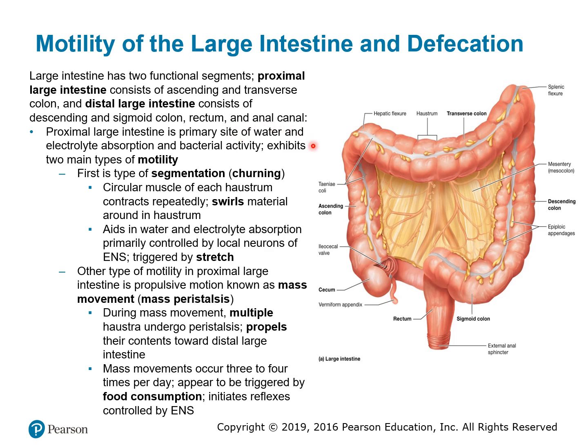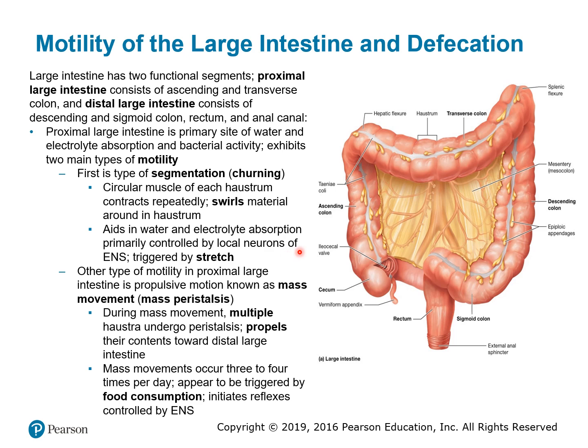The proximal large intestine, ascending and transverse, exhibits motility in segmentation, meaning the mixing of the chyme. This happens repeatedly. There are swirls around the haustra, which are these little segments right here, these little dividers. This mechanism aids water and electrolyte absorption. This is where primarily the water and electrolyte absorption happens, and it is controlled by neurons of the enteric nervous system, which are triggered by stretch.